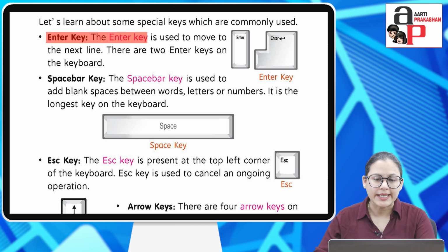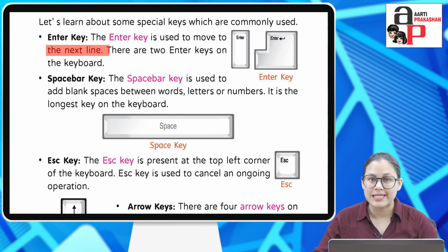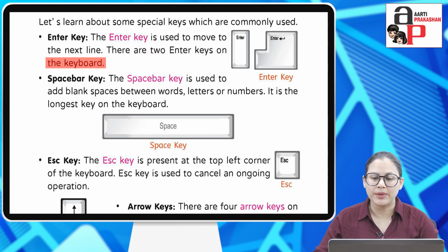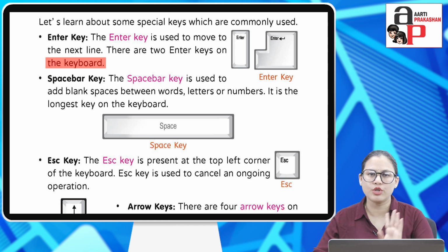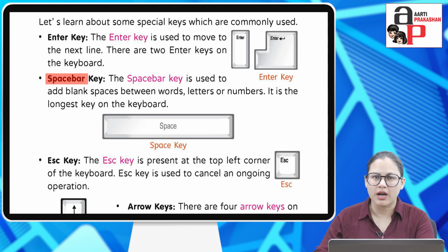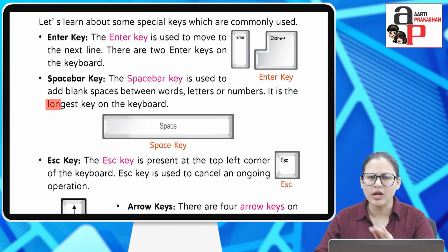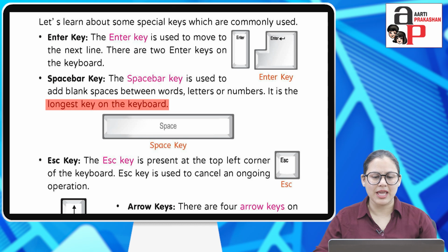Enter key. The enter key is used to move to the next line. There are two enter keys on the keyboard. See, here are the pictures of enter key. This is how the enter key looks. Next is space bar key. The space bar key is used to add blank spaces between words, letters, or numbers. It is the longest key on the keyboard. See, this is the space bar key.